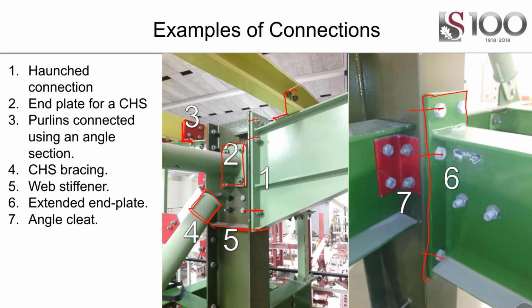And then we've got just a simple angle cleat. This is a very common type of connection, a pinned connection, and it makes fabrication and erection quite easy because there's a bit of tolerance and it is a relatively cheaper connection to make, so you don't have to weld anything in the shop, but it transmits no moment, whereas number 6 does transmit moment.